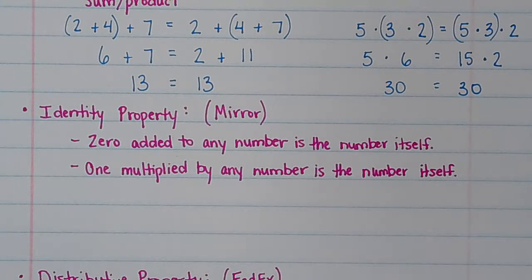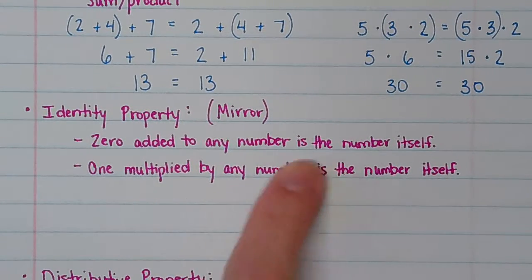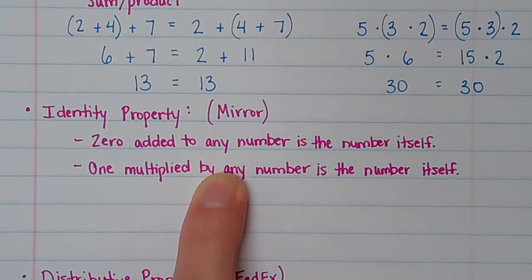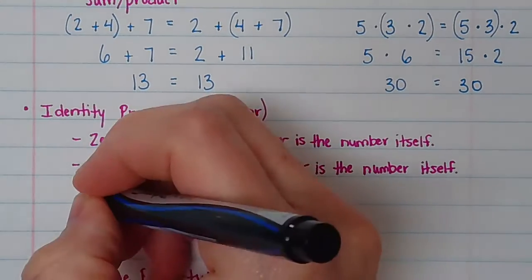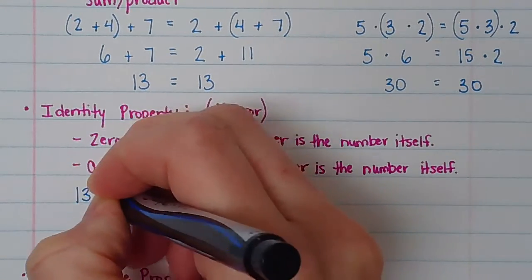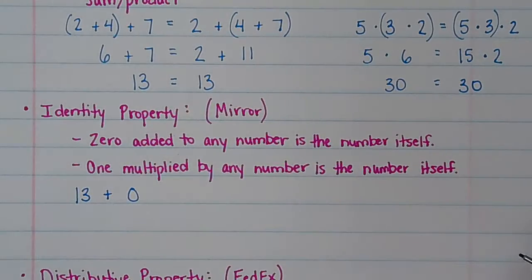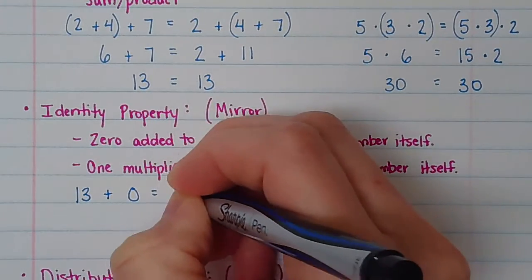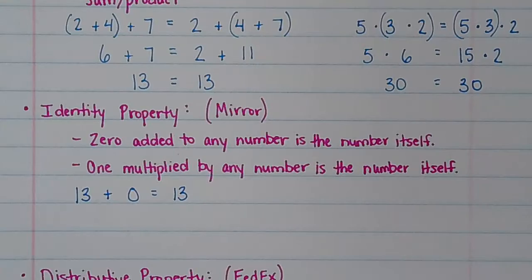Okay, so identity property, identity, think about who you are. Okay, you're not going to change. These numbers are not going to change. 0 is not going to change an addition problem. 1 is not going to change a multiplication problem. So if I have 13 plus 0, I'm still getting 13. All right.